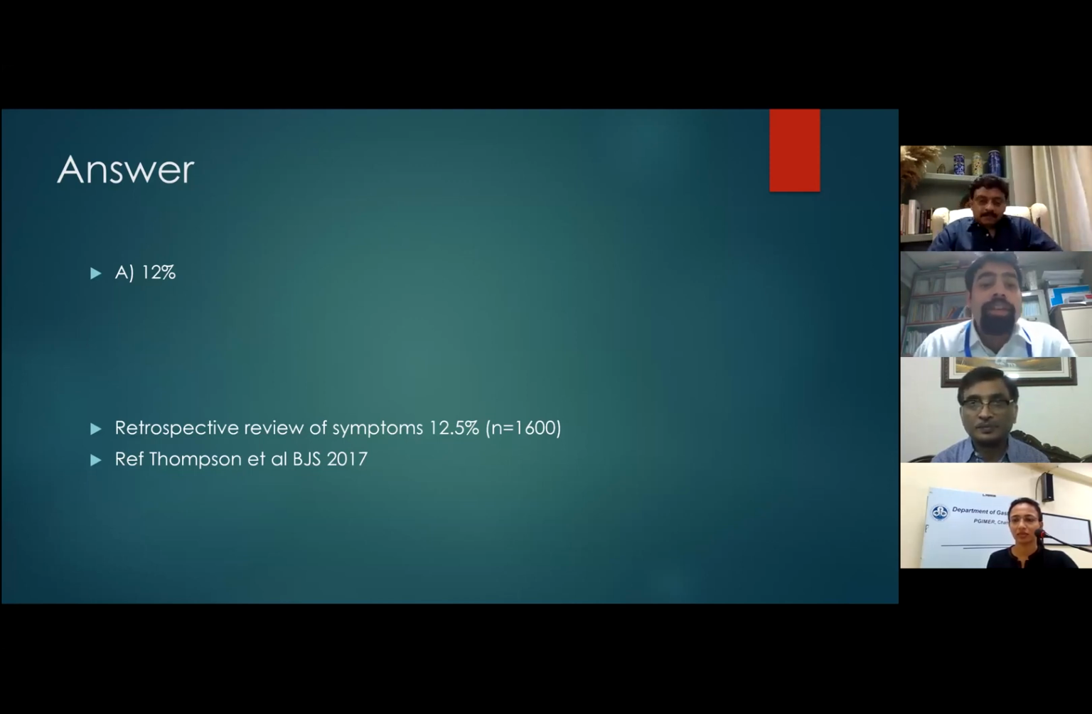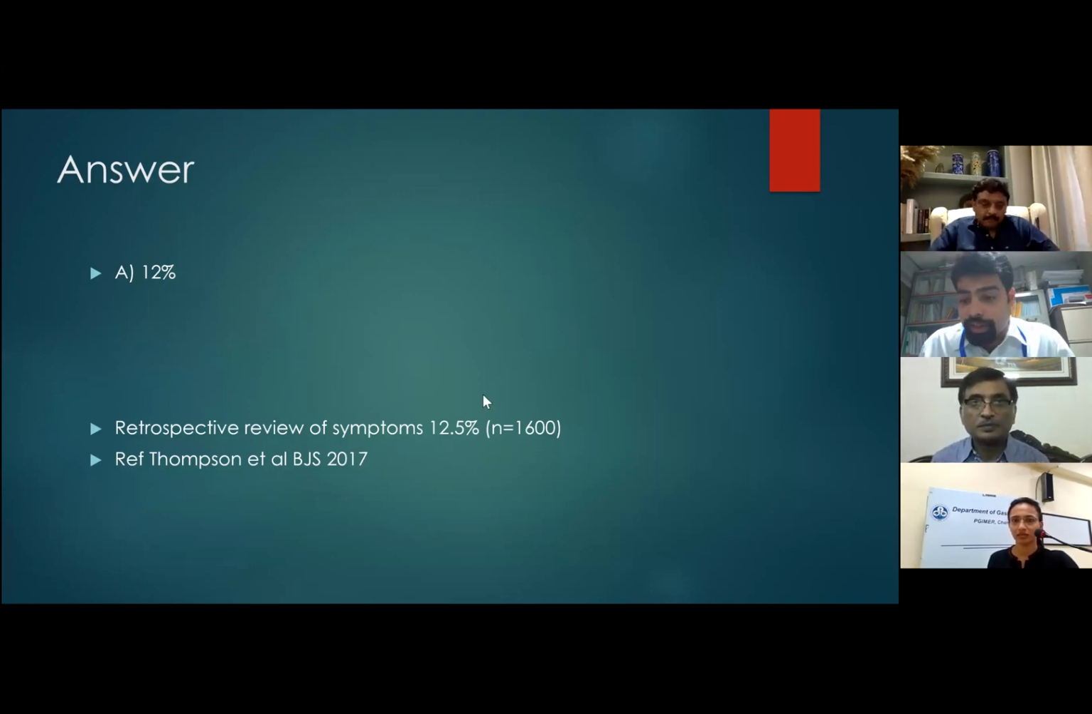So in this retrospective review of symptoms of over 1600 patients, only 12% do present as a mass. And series from our country, also from the TMH, suggest the same. They haven't given the exact figures, but in their list of symptoms, CRC presenting as a mass was not one of the major symptoms.